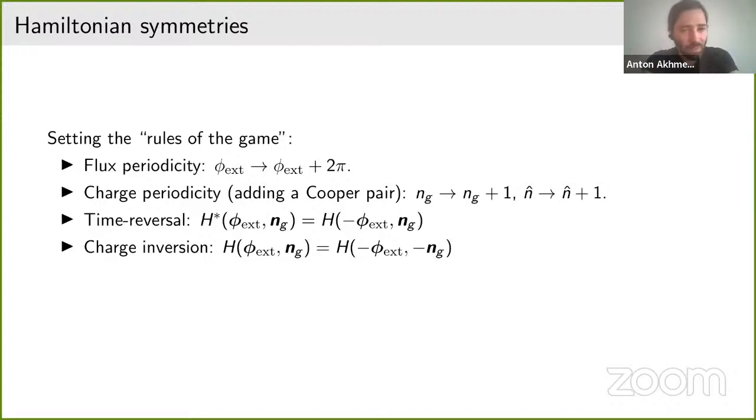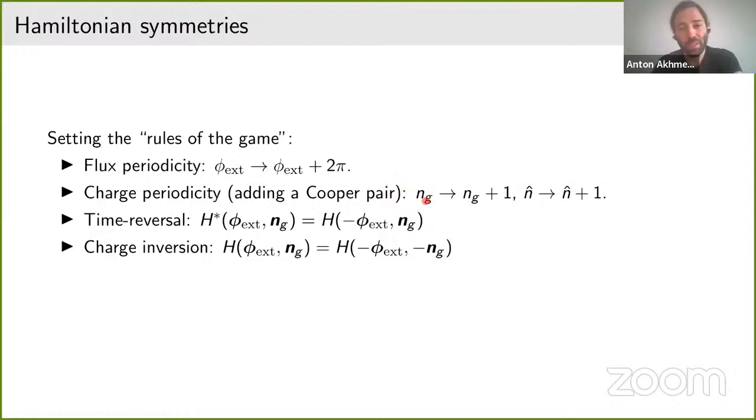So first of all, there's the flux periodicity, namely only phases enter the Hamiltonians. If we increment an external phase by 2 pi, we get the same Hamiltonian. There's also, and this is a little bit less intuitive, charge periodicity. So adding a Cooper pair to an island.